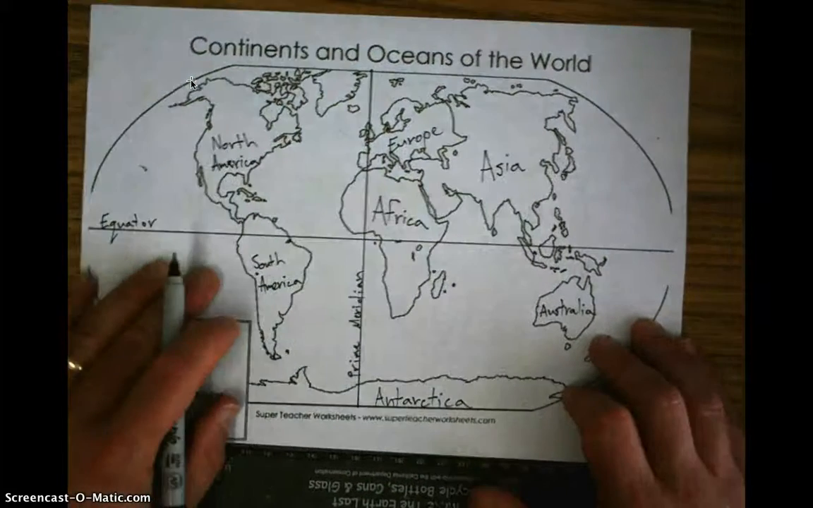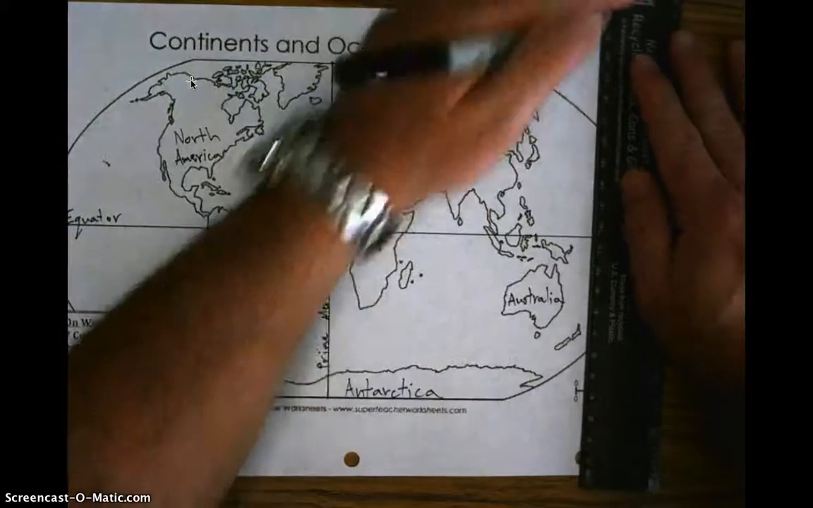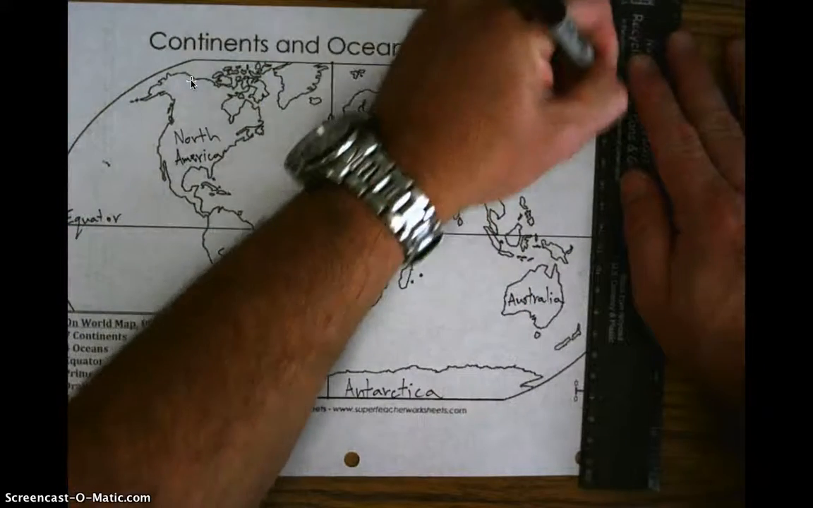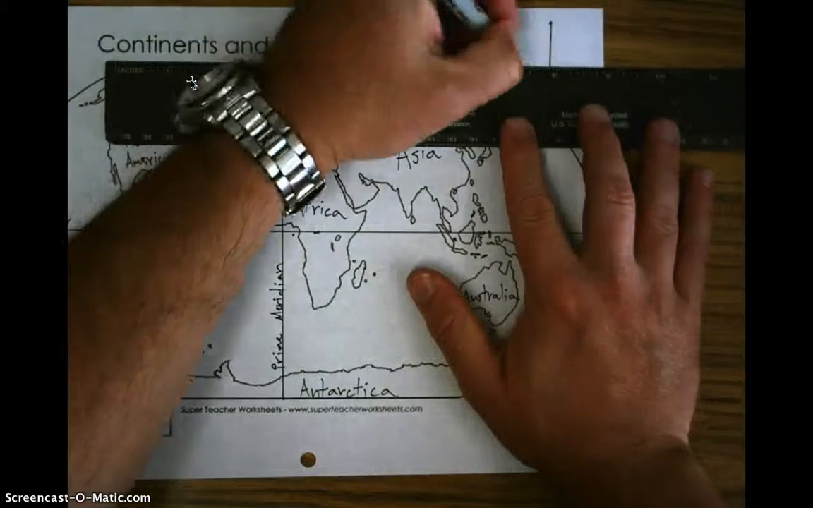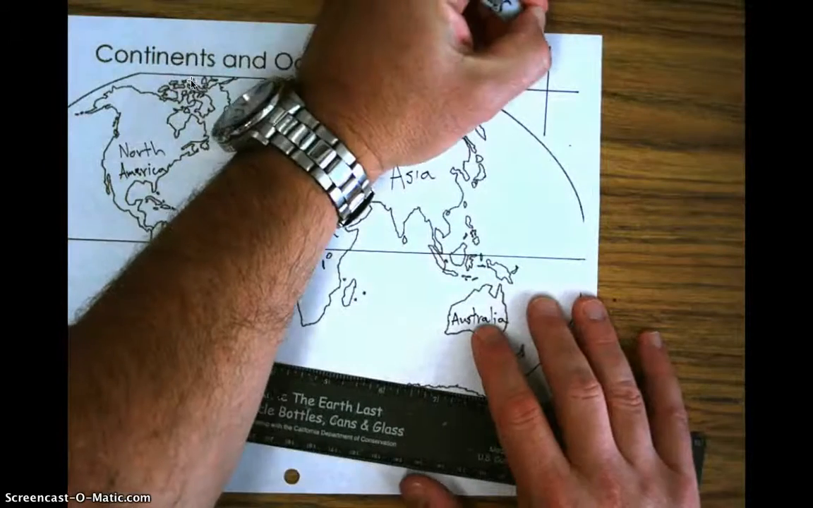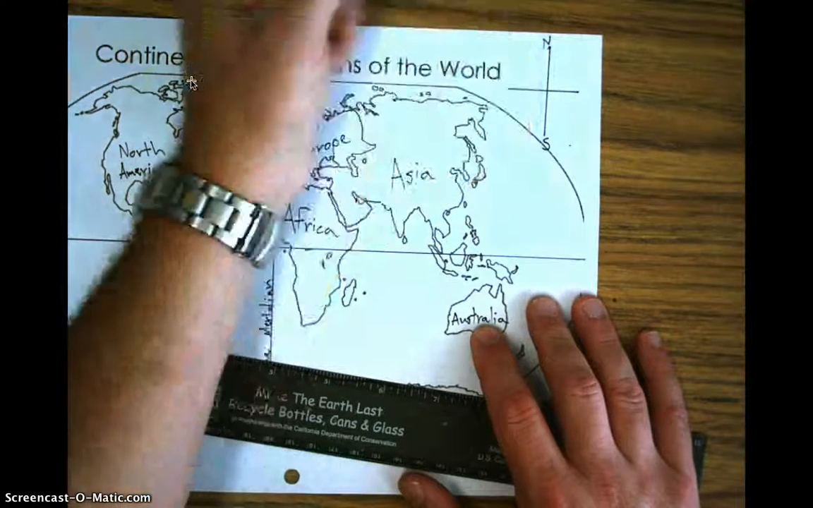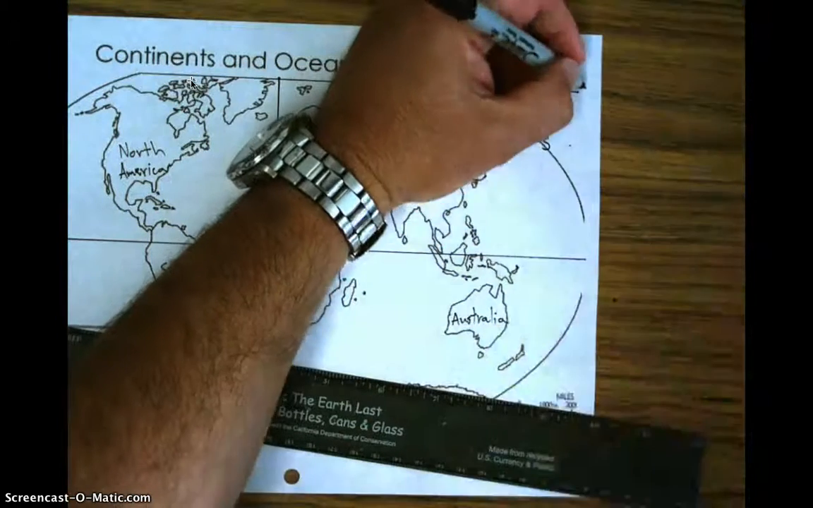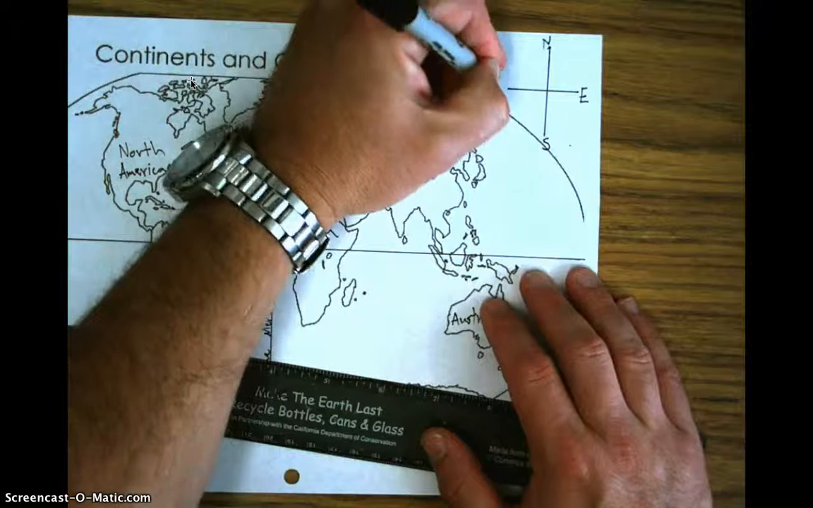All right, one thing I forgot is, of course, we need our compass rose. So we need a line straight up and down. We need a line straight across. And we need to label it. So at the top we have north. Down below we have south. To the right side we've got east. And to our left we have west.